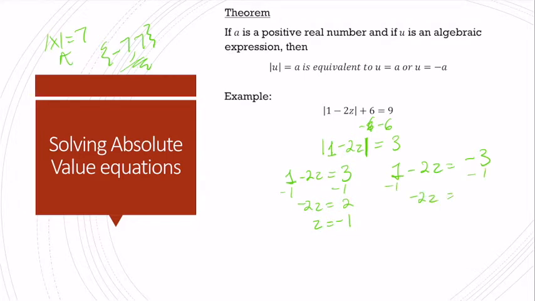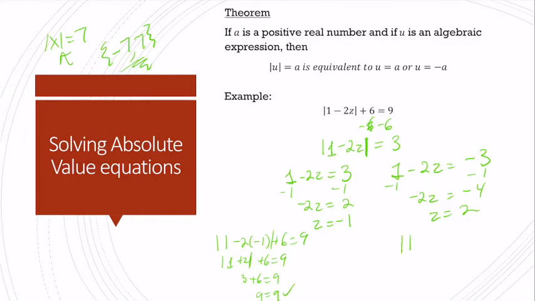I have negative 2z equals negative 4, so z in this case would be 2. And I need to check my solutions. So let's go ahead and check z equals negative 1. I have the absolute value of 1 minus 2 times negative 1, plus 6 equals 9. So that's the absolute value of 1 plus 2, plus 6 equals 9. I get 3 plus 6 equals 9, which is true. So z equals negative 1 is a solution.